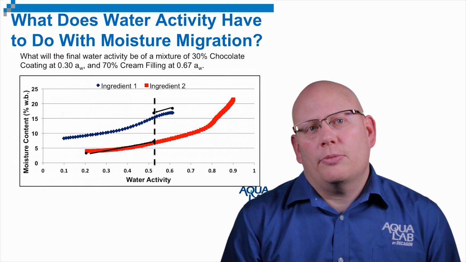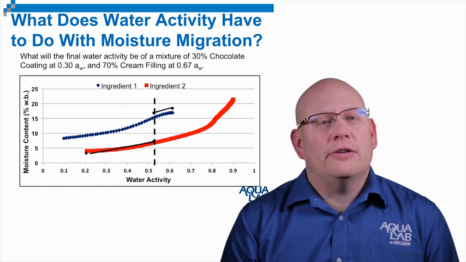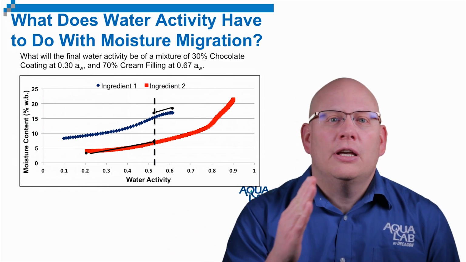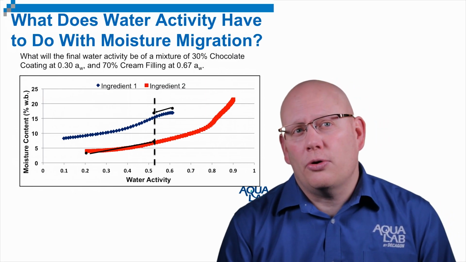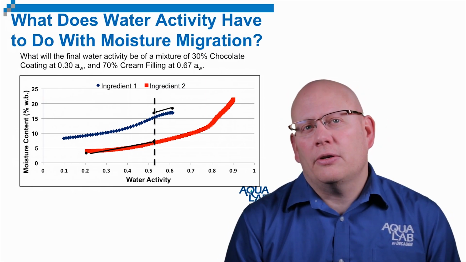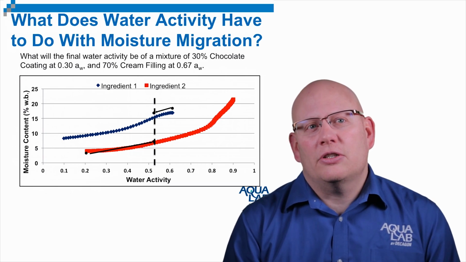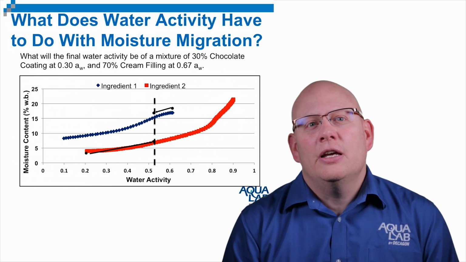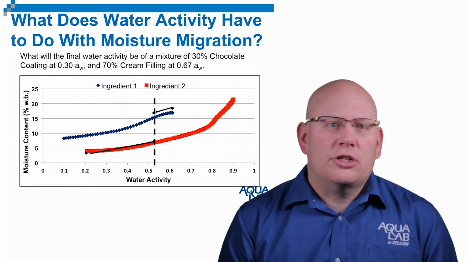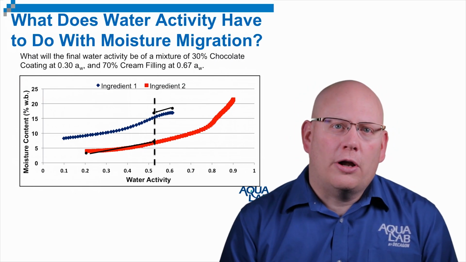Well, as we said, moisture migration is completely controlled by water activity. Water moves from high water activity to low water activity. If you put 2 components, in this example, say a chocolate coating with a cream filling, and the 2 are at different water activities, the chocolate may be a low water activity while the cream filling is a higher water activity. If those are placed together, they will exchange moisture until they come to the same water activity.